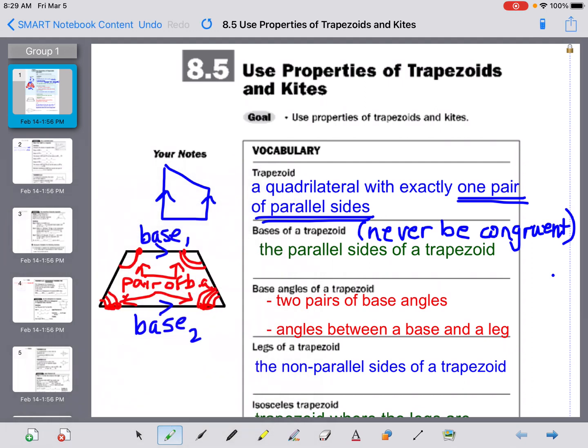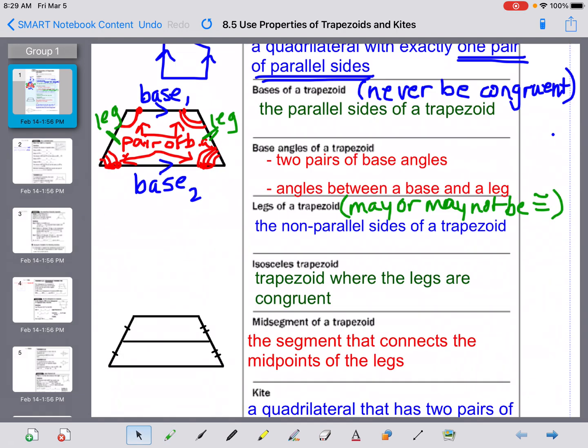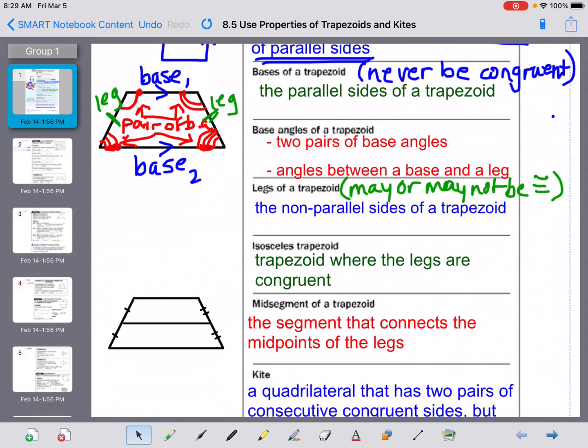So we have these legs here, I have a leg here, and I have a leg here, okay? So those are the legs, and again, you'll notice by the way I marked them, they might be congruent, they may not be congruent, okay? So that's one thing I want you to know is they may or may not be congruent, okay? So just keep that in mind as we do those. The legs can be, but they don't have to be congruent, okay? And bases will never be congruent.